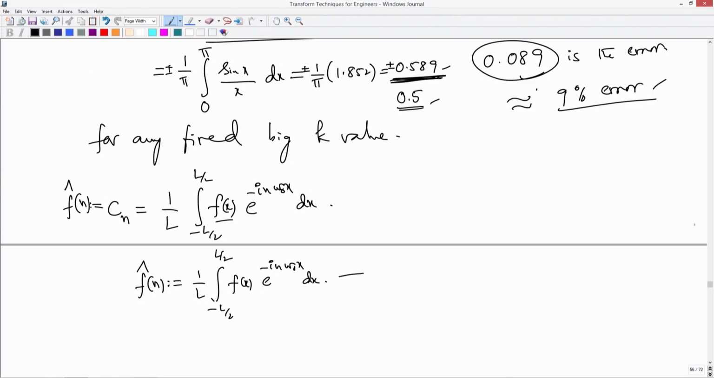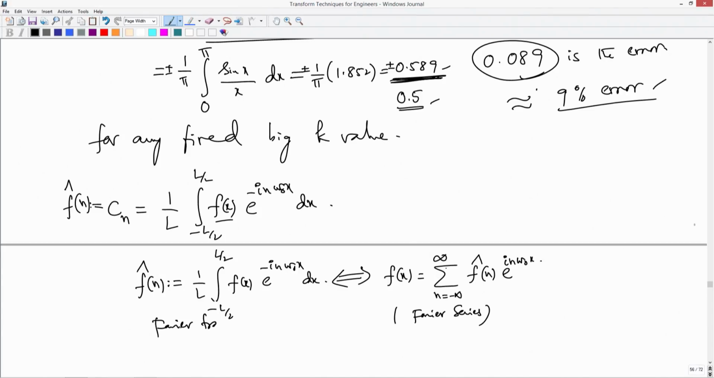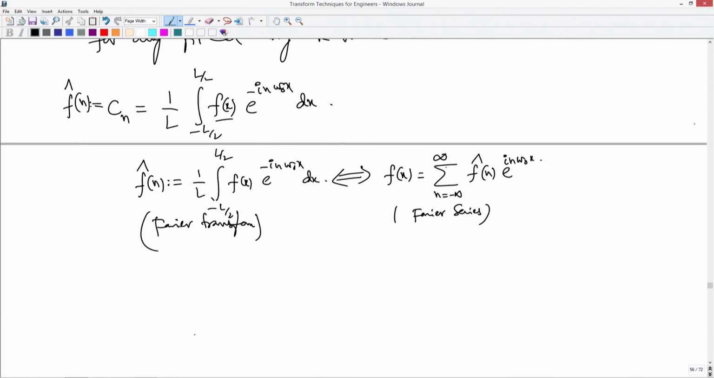Then the inverse transform is f(x), which is the sum over n from minus infinity to infinity of f cap n, that is your Cn, times e power i n omega naught x. This is your Fourier series. This is the inverse transform, which is the Fourier series, and this is your Fourier transform, in some sense, of a periodic signal.